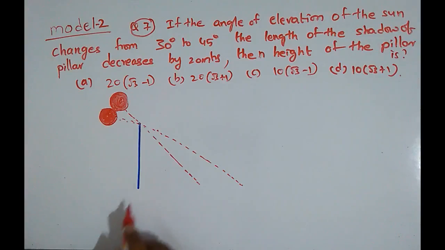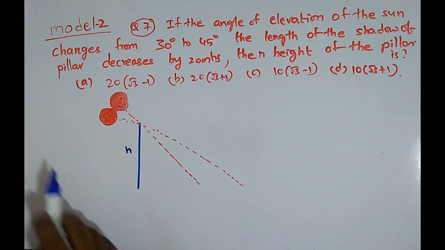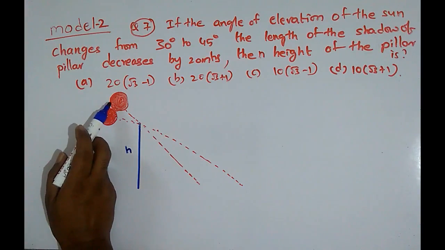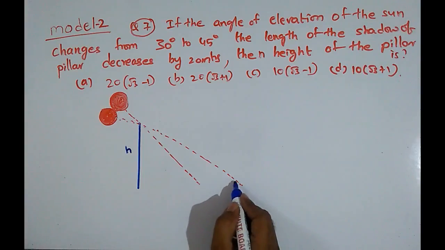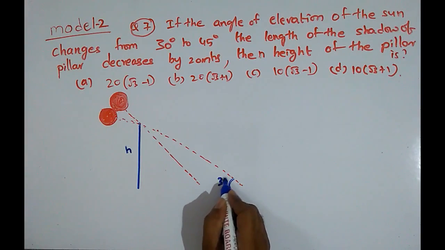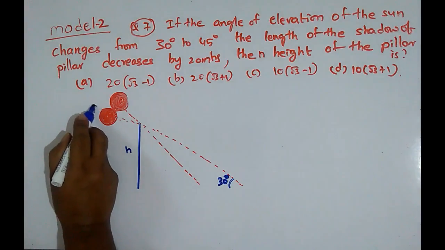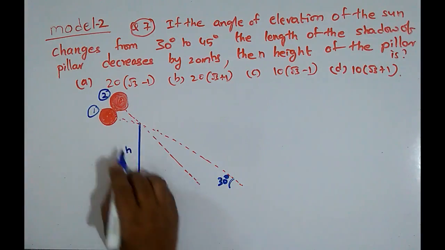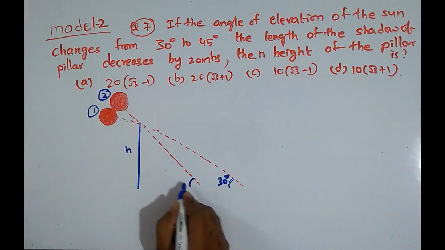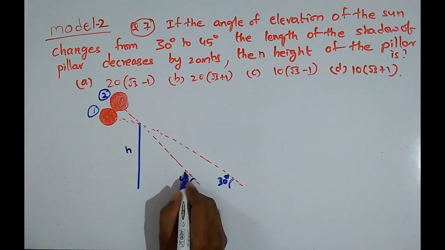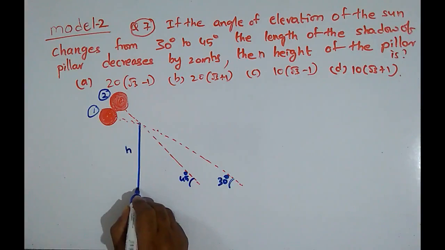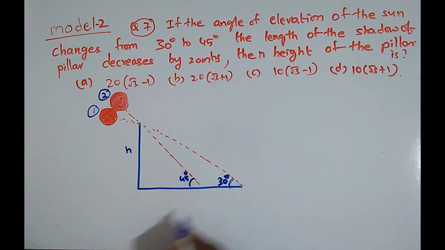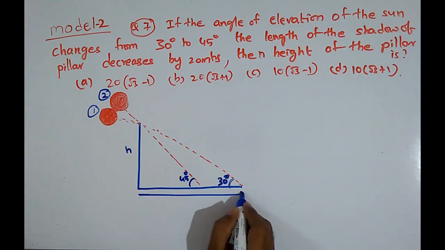This is the sun and this is the pillar, friends. So the pillar height we don't know, but here the question says that the angle of elevation changes from 30 degrees from this position to 45 degrees. This is the second position. In this position the shadow comes to here, the elevation comes to here, friends. Earlier the pillar shadow used to be up to here, friends.